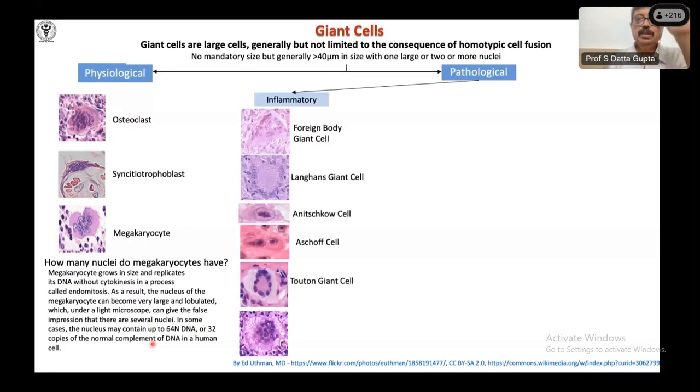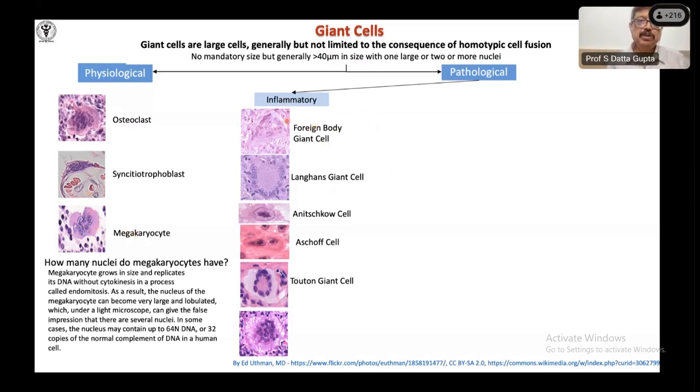Okay. Pathological could be inflammatory. Sir, then why is it a fusion? How can we call it a fusion when there is no fusion? You see, that's why it is generally but not limited to. So it's not always due to fusion. It means it's a large cell. That's why megakaryocyte is an example of it.